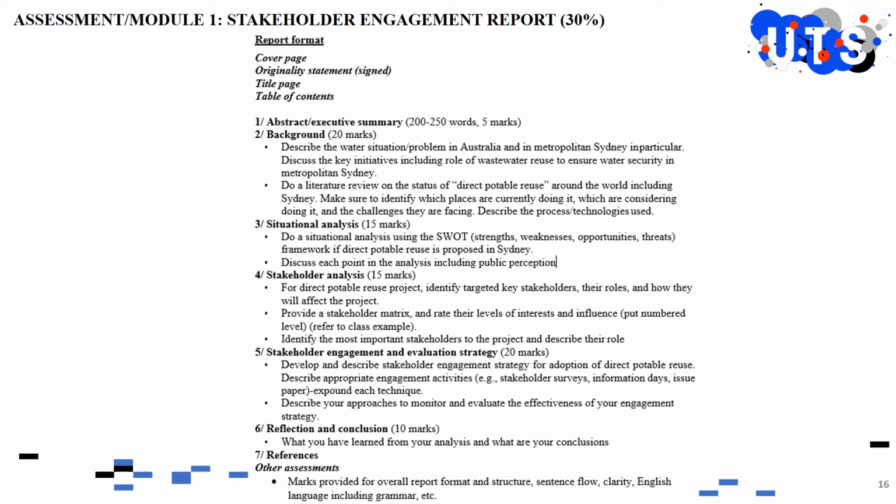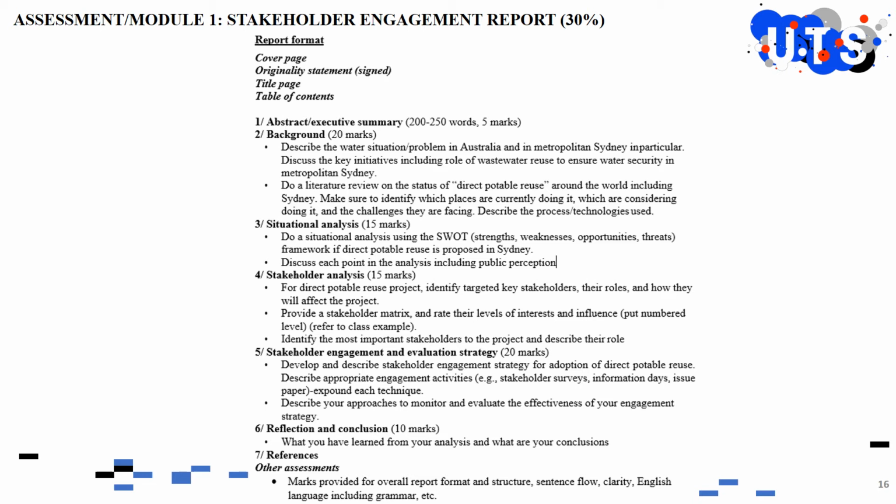Stakeholder analysis. For the direct potable use project, identify targeted key stakeholders, their roles, and how they will affect the project. Also, you can provide a stakeholder matrix and rate their levels of interest and influence. Put number, level, and refer to the class example, which will be useful to do your stakeholder analysis. Identify the most important stakeholders to the project and describe their role.